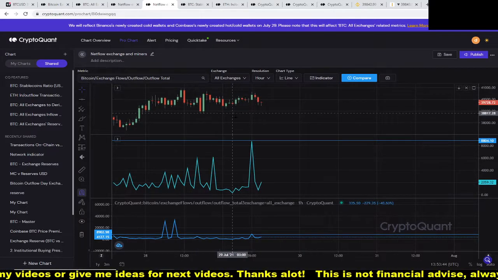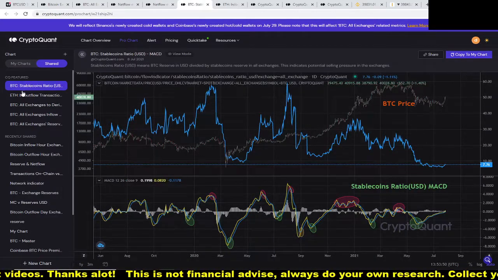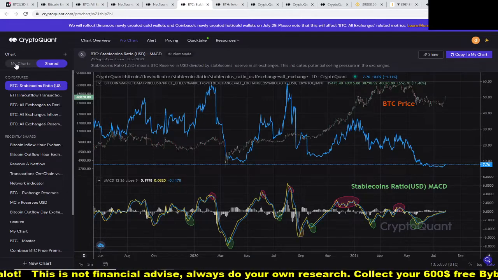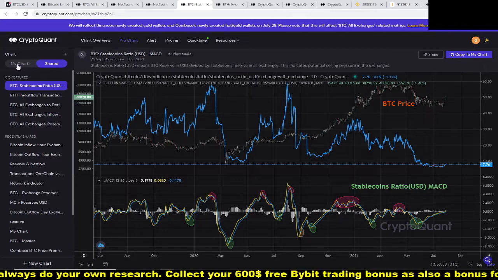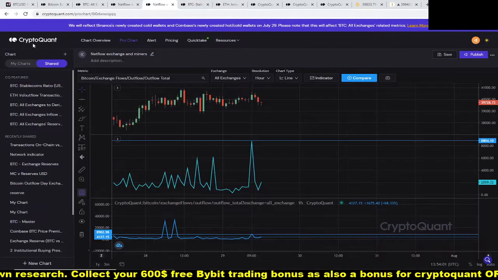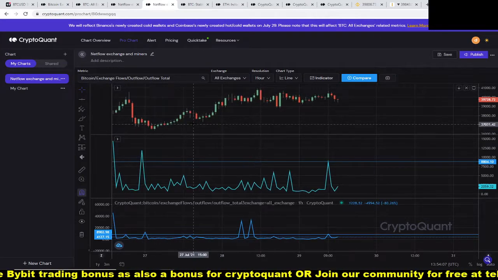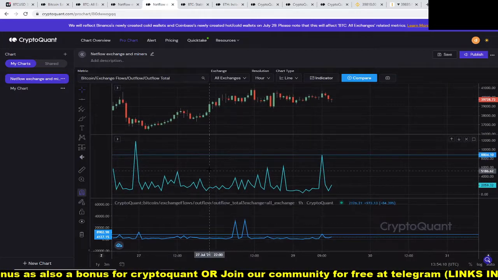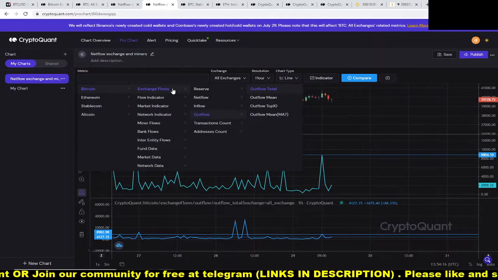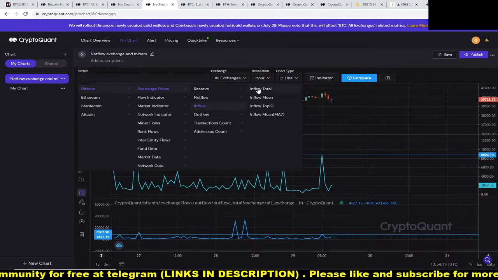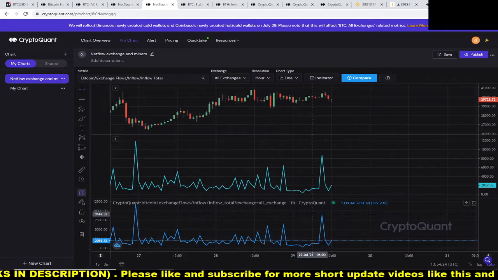And also let's go to the next tab. So this is the chart, and you have the shared chart and you have my charts, and everything that you do in my chart you can simply save. So let me go back and I'm going to show you guys. This is my chart right here. And how can you select these indicators? You go to here, and there you can see exchange flows. You can select inflow and then the total inflow. See? Now this changed to the total inflow.